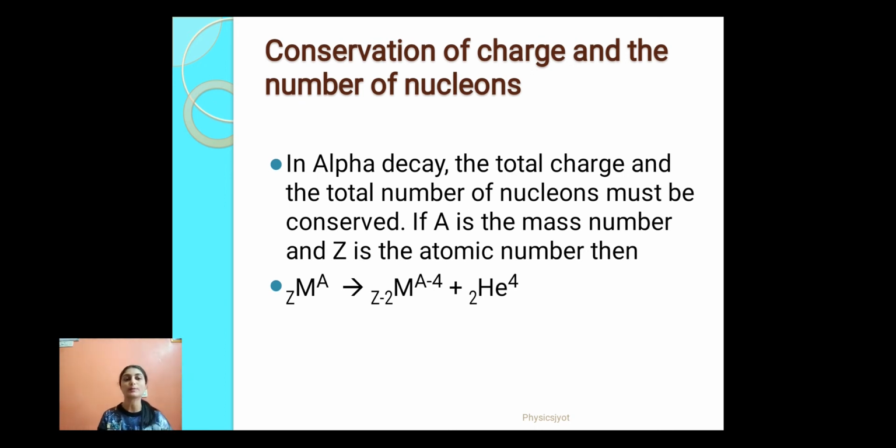Now look at the atomic mass number. Here the atomic mass number is A. On the other side it is A minus 4 plus 4, so that also becomes A. So on both sides the number of nucleons is the same. A, the atomic mass number, is nothing but the sum of protons and neutrons. Protons and neutrons together in a nucleus are called nucleons. So the atomic mass number gives the number of nucleons. In the alpha decay process, charge is conserved and the number of nucleons is also conserved.